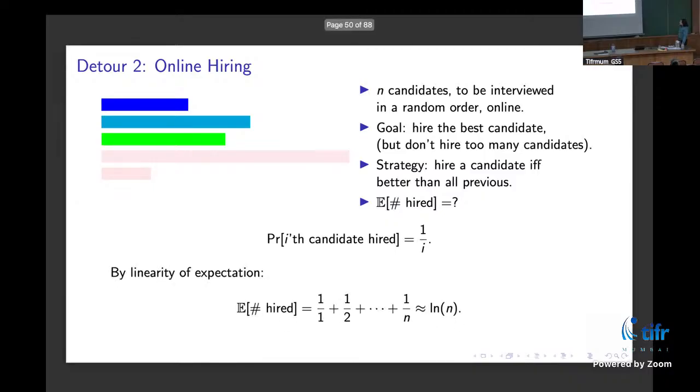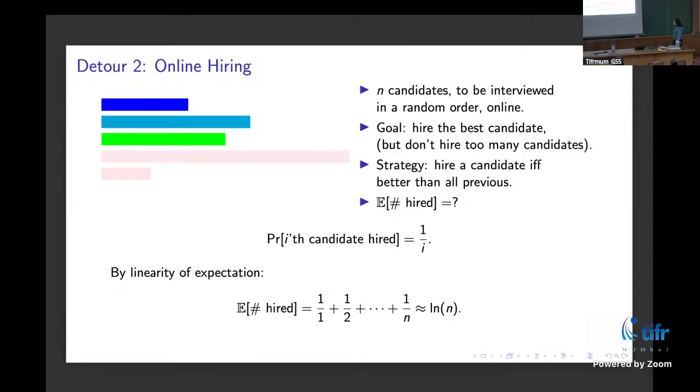And then by linearity of expectation, the number of candidates hired is going to be 1 over 1 plus 1 over 2, and so on, up to 1 over n. n is the number of candidates. And this is the nth harmonic number. I think we saw this in yesterday's talk. So this number is roughly the natural log of n.